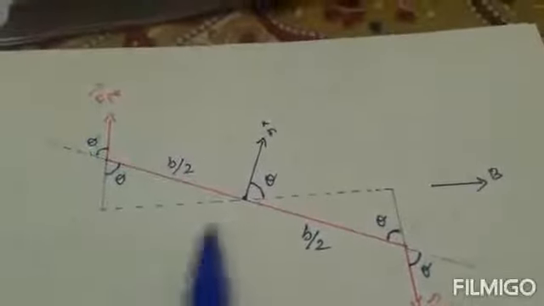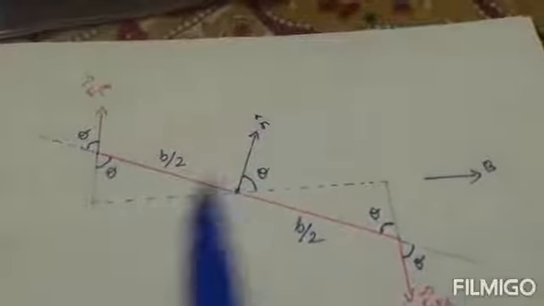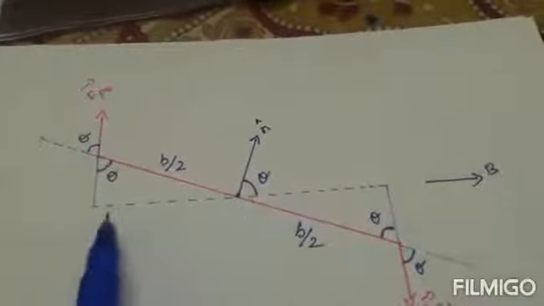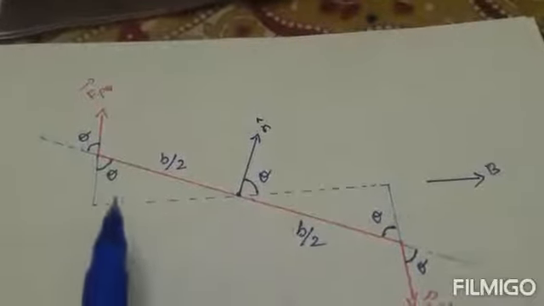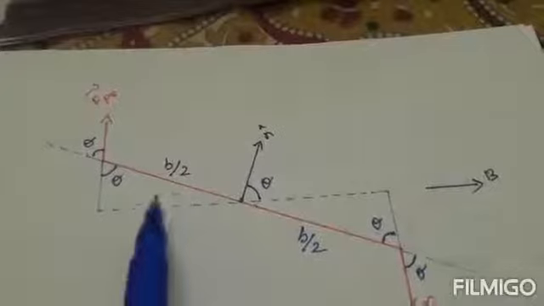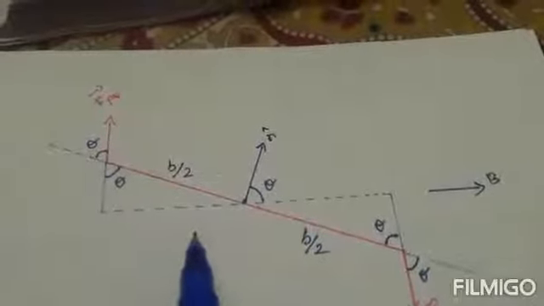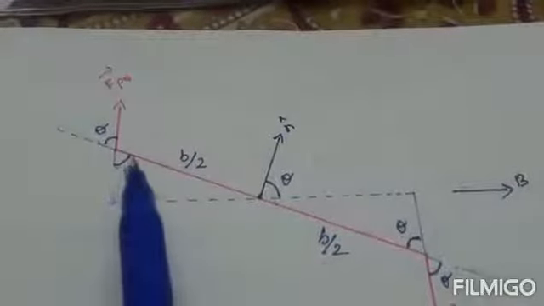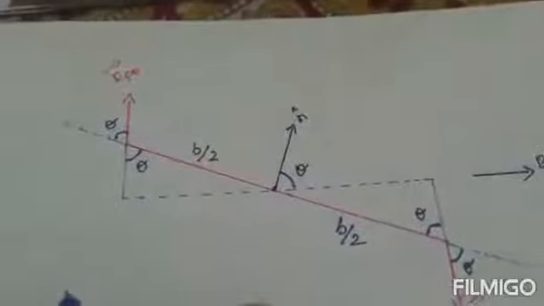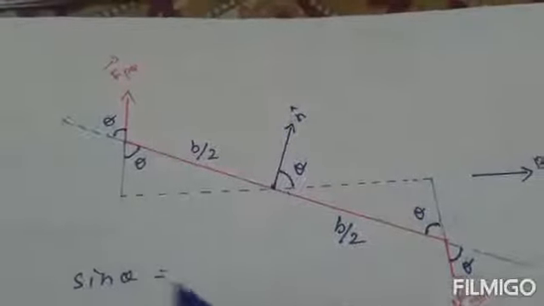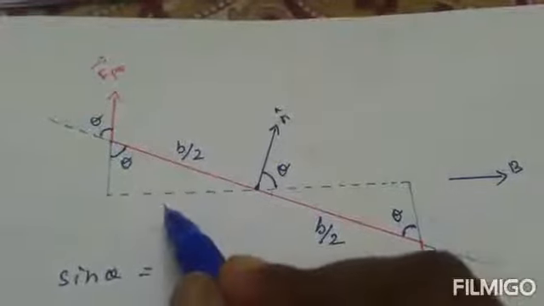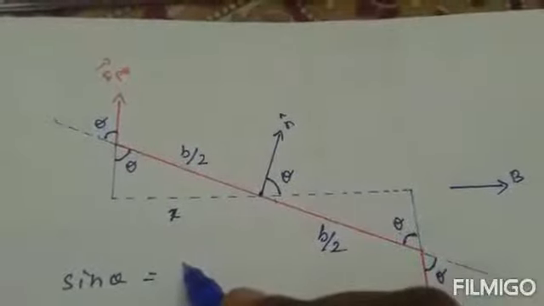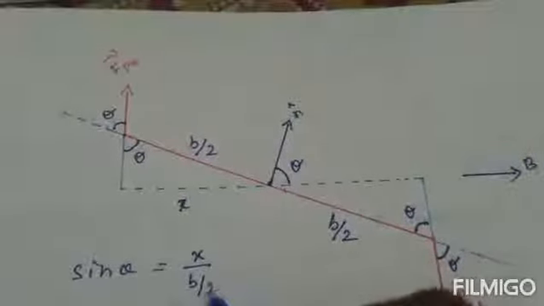So from this triangle we can find this length. This is the perpendicular length. So I can go for finding sine theta. In the triangle, sine theta is equal to the opposite side. For my convenience, I am going to take the opposite side as x, so sine theta is x by b by 2.